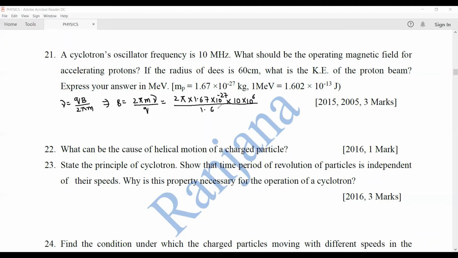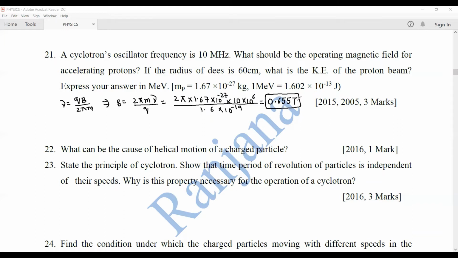Q is 1.6 into 10 raised to the power minus 19 coulomb, as it is the proton. So on simplifying it, we get the answer to be 0.655 Tesla. So the operating magnetic field is 0.655 Tesla. Now here also you have to find out the kinetic energy.